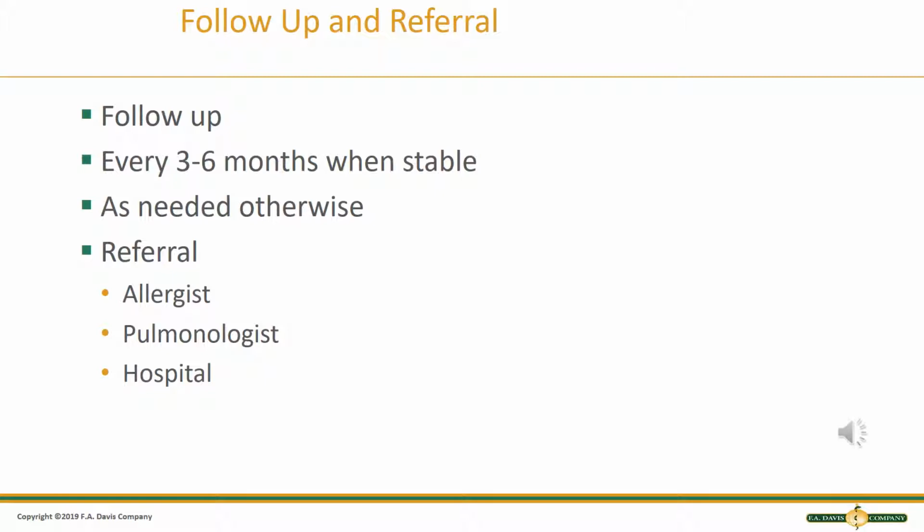For referrals, you would think about an allergist and/or a pulmonologist for patients who have severe persistent asthma, a life-threatening exacerbation or hospitalization for asthma, and patients who required more than 2 rounds of oral steroids within a year. They may be candidates for immunotherapy. Obviously, your hospital referrals would be for patients whose exacerbations are not well controlled on home medications or respiratory distress.